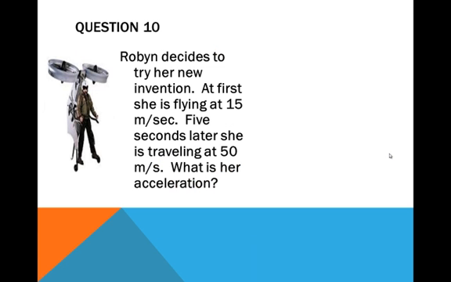And our last question: Robin decides to try out her new invention. At first she's flying at 15 meters per second. 5 seconds later, she's traveling at 50 meters per second. What is her acceleration? Alright, so again, write out your formulas every single time you do this. It even also helps you to memorize your formulas. And then I'm going to have VI, VF, and T. So she starts at first flying at 15 meters per second.